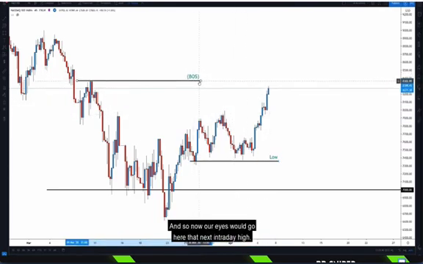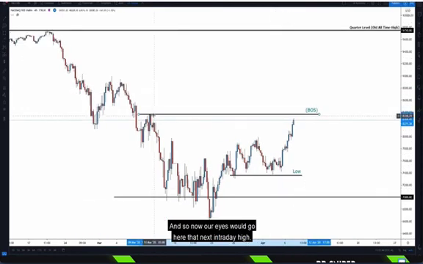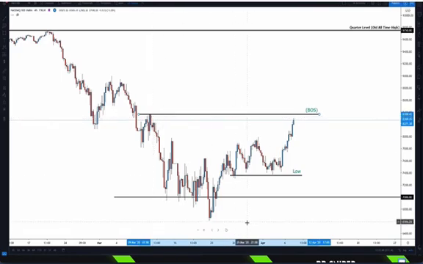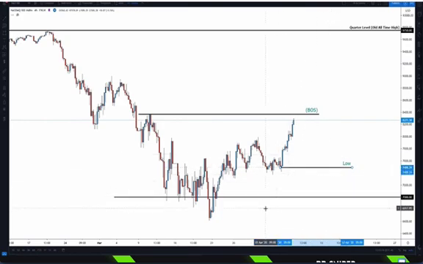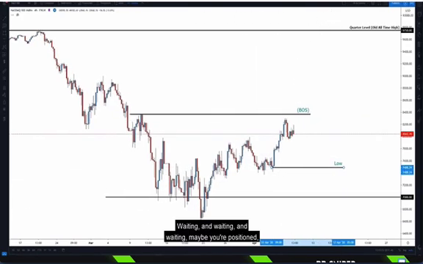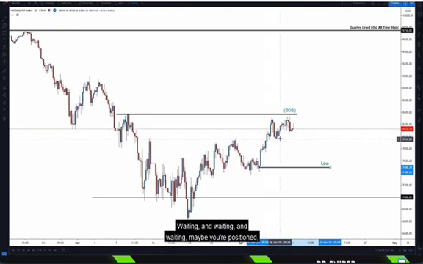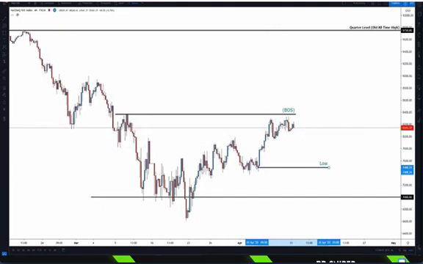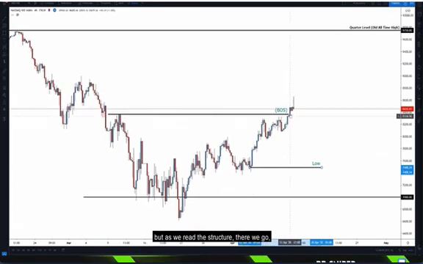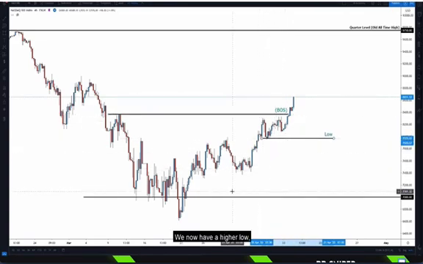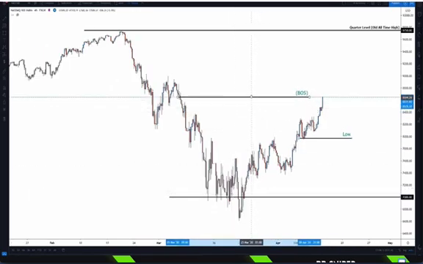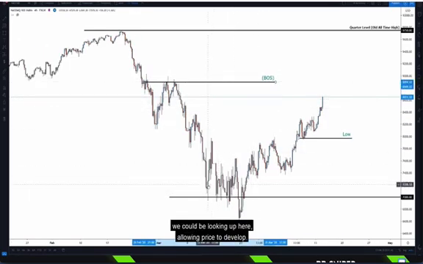And so now our eyes would go here, that next intraday high. And then we have our new low. Waiting and waiting and waiting. Maybe you're positioned, maybe you're not. But as we read the structure, there we go, our break of structure. We now have a higher low. We could be looking up here.